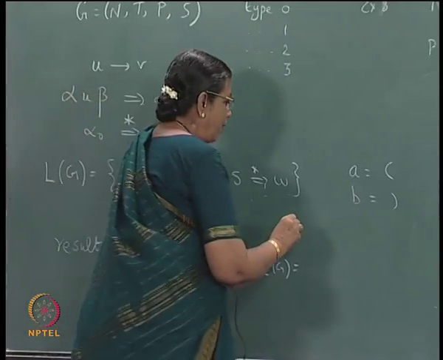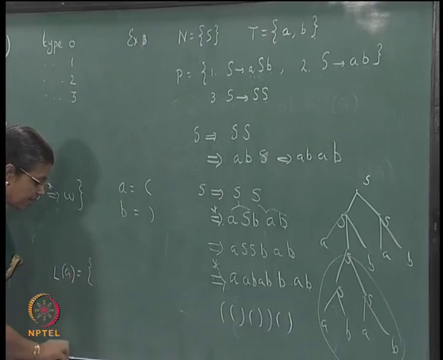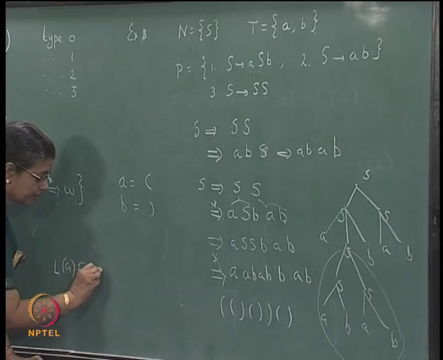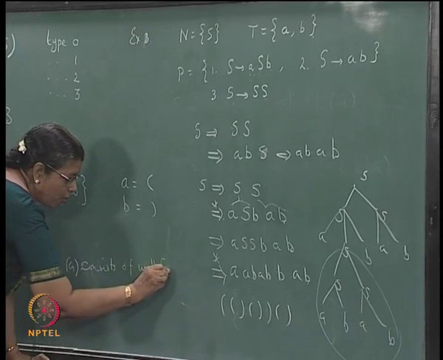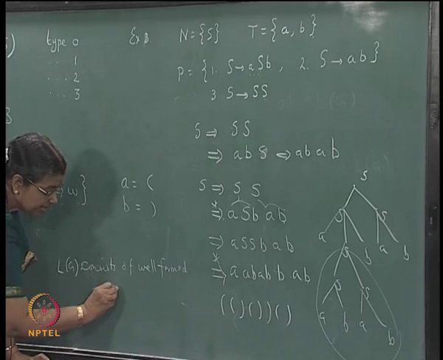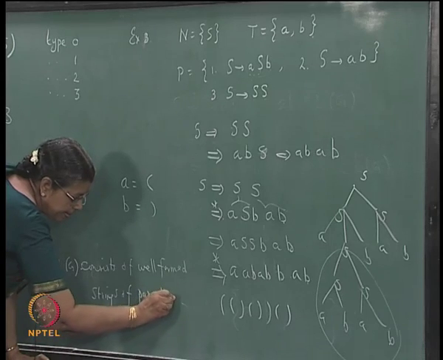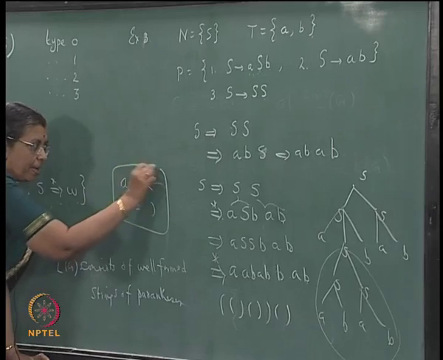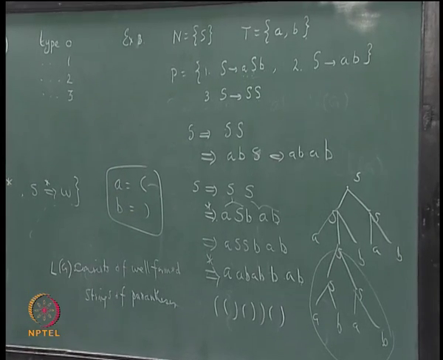Okay. So, the language generated, LG, consists of well formed strings of parentheses, if you look at A as the left parenthesis and B as the right parenthesis. Okay.